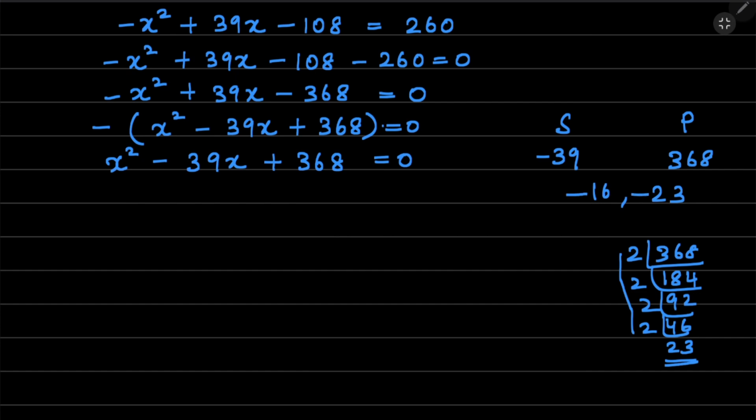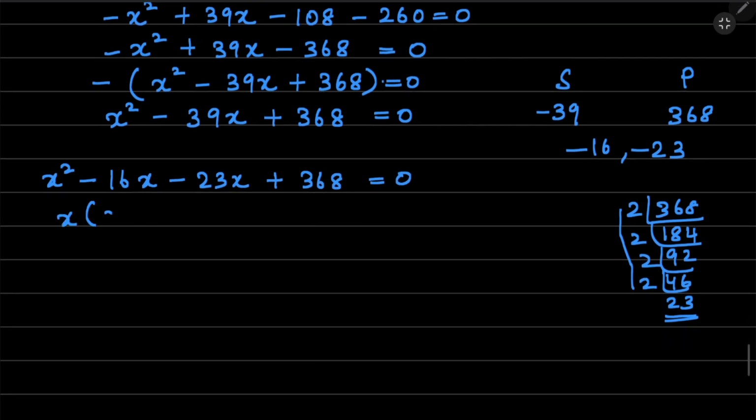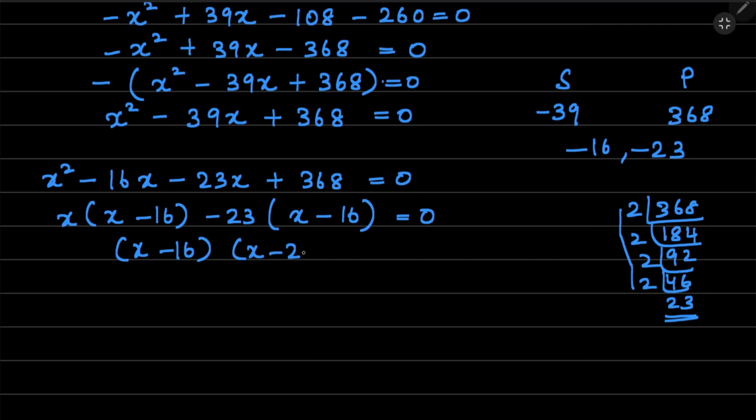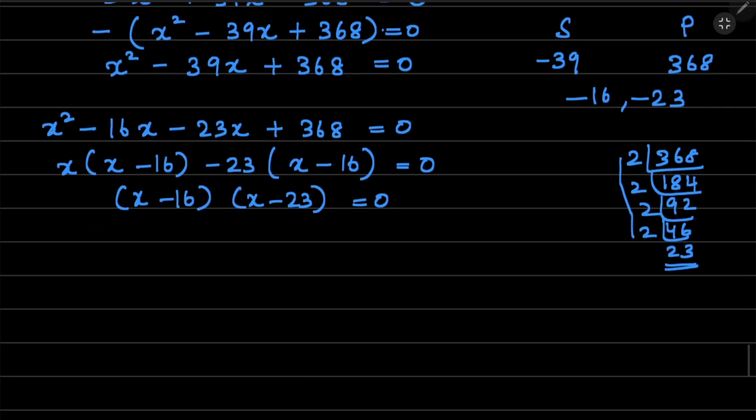Add a negative sign to both the numbers, so you will get negative as your sum and the product will be positive. Now let's apply this for our middle term. Minus 16x minus 23x plus 368 equal to 0. X common, x minus 16, minus 23 common, again x minus 16 equal to 0. So the factors are x minus 16 and x minus 23 equal to 0.